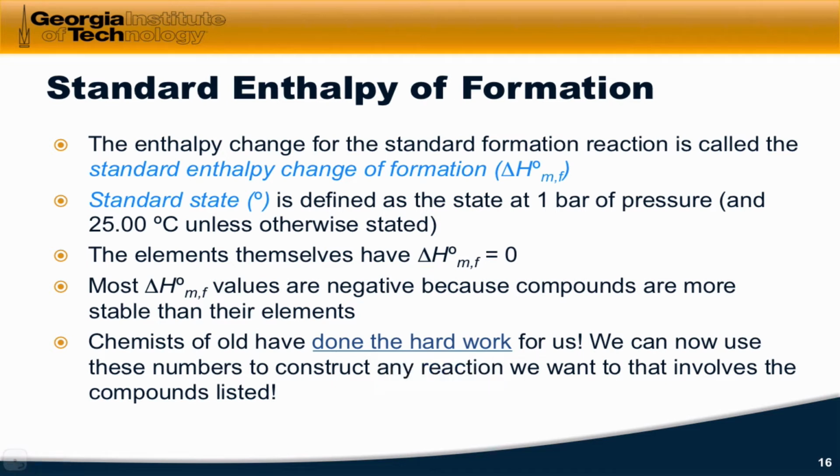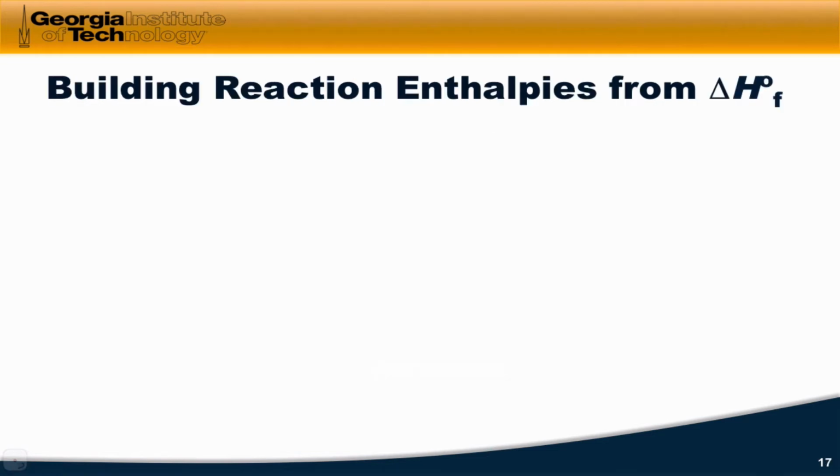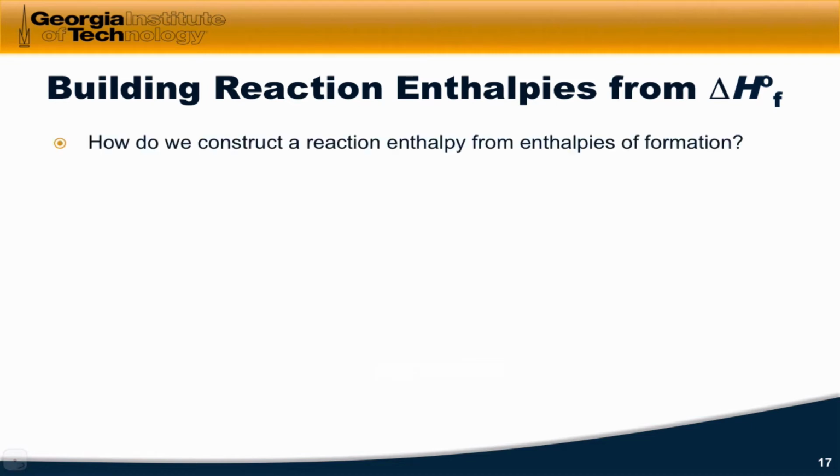And we can now use these numbers to construct any reaction we want to that involves the compounds listed, and that's really, really nice. And of course, since we can sum the formation reactions to create any reaction that we want to, we can sum the corresponding enthalpy changes to see the change in reaction enthalpy for any of the reactions we might want to study involving these compounds whose heats of formation have been determined. So let's see how this works.